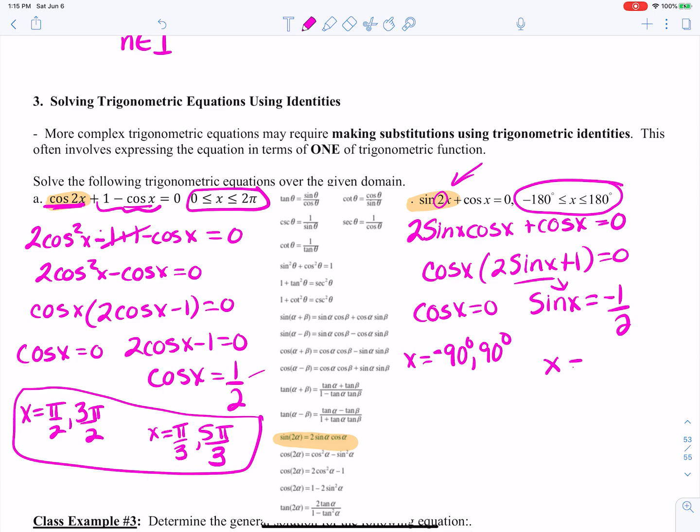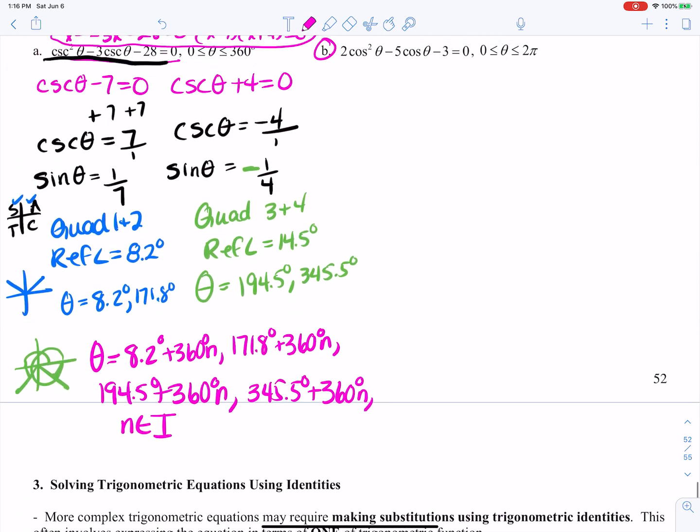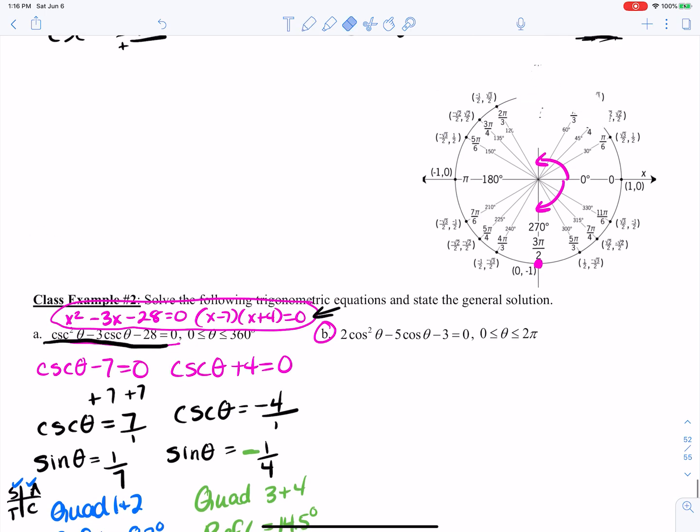And then where is sine x equal to negative 1/2? So that is, where is y equal to negative 1/2 on the unit circle? And that is right here, and right here. And again, we're looking at all the solutions from 0 to positive 180, and 0 to negative 180.